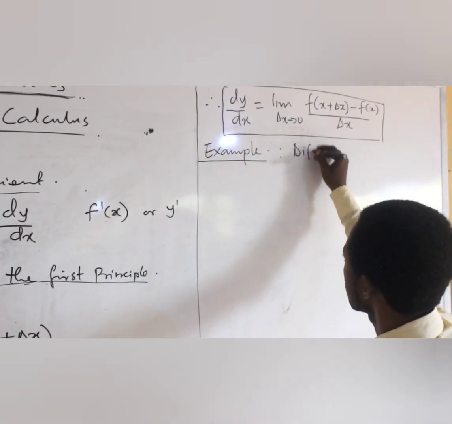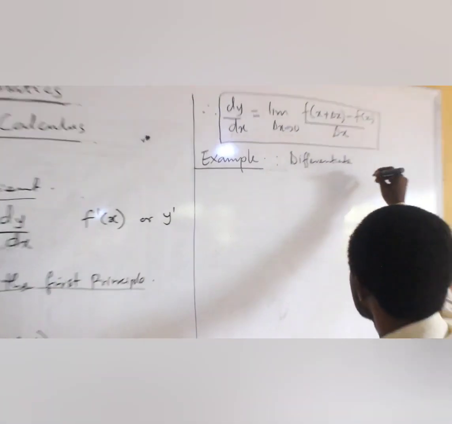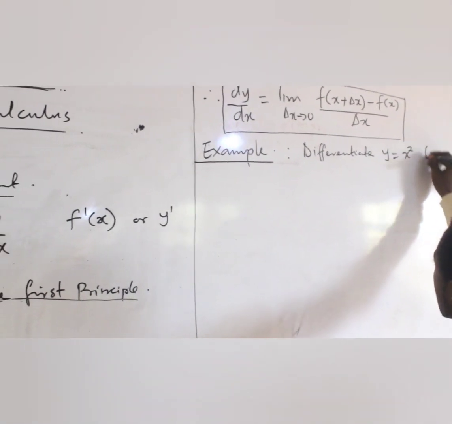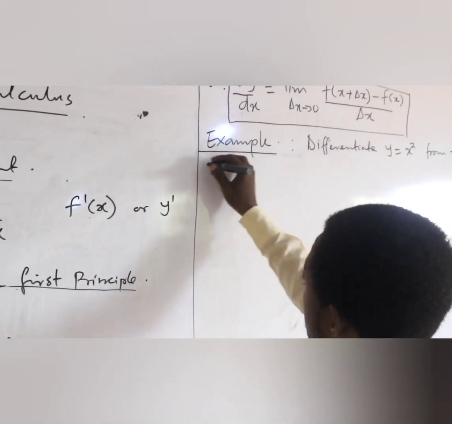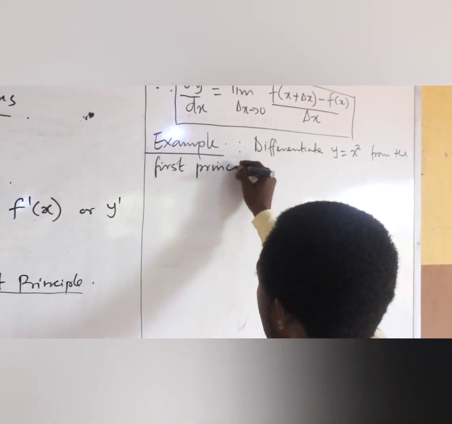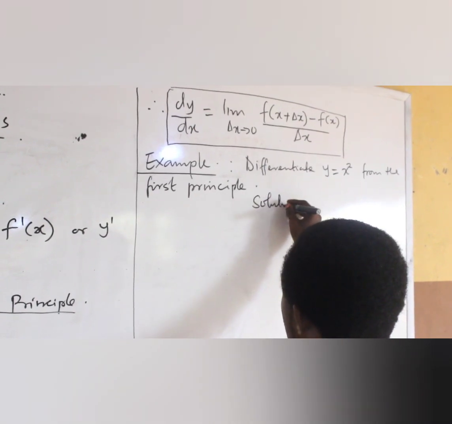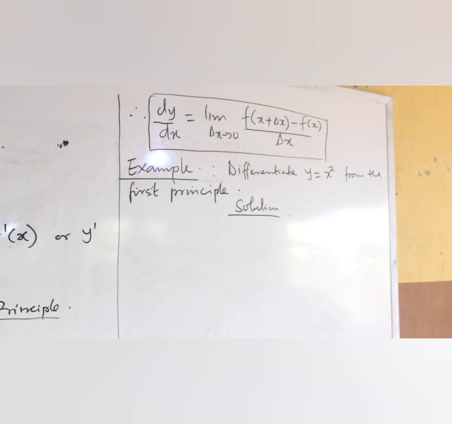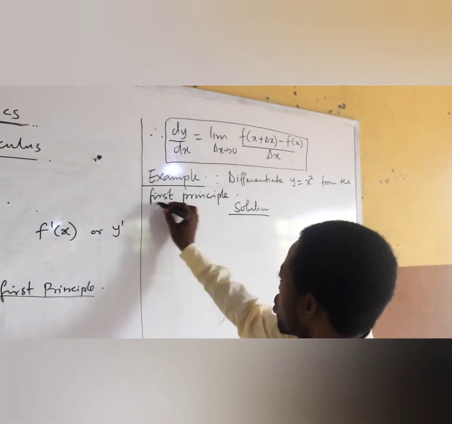Differentiate y equals x squared from the first principle. Solution. So we have to differentiate y equals f of x, and that is y equals x squared, from the first principle. Don't forget, from the first principle.